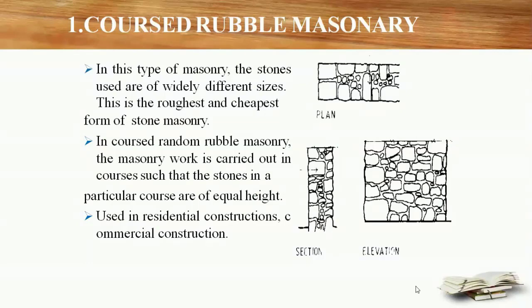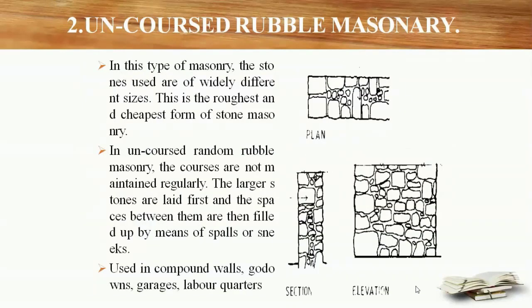The masonry work is carried out in courses such that the stones in a particular course are of equal height. Basically it is used in residential construction or commercial construction. Next is the uncoursed rubble masonry. In this type of work, quarry dressed stones of various shapes and sizes are used. It is necessary to use long through stones at frequent intervals.